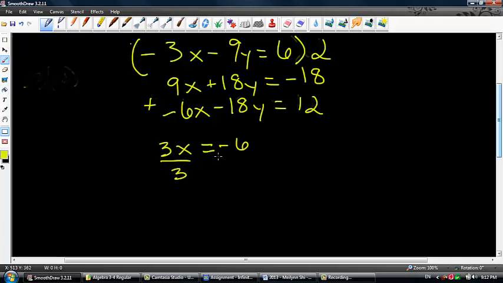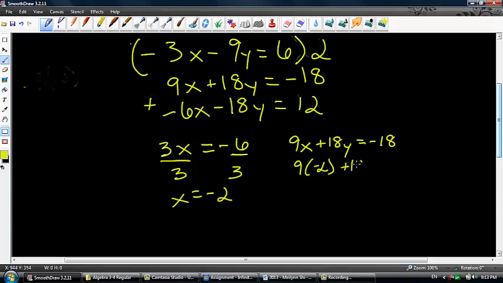Solve for x by dividing both sides by 3. So x equals negative 2. We can use that information now to plug in for x in another equation to solve and get the value of y. In this case, we're going to plug negative 2 in for x into this equation here, 9x plus 18y equals negative 18. We're going to substitute negative 2 in for x, so we have 9 times negative 2 plus 18y equals negative 18. 9 times negative 2 is negative 18.